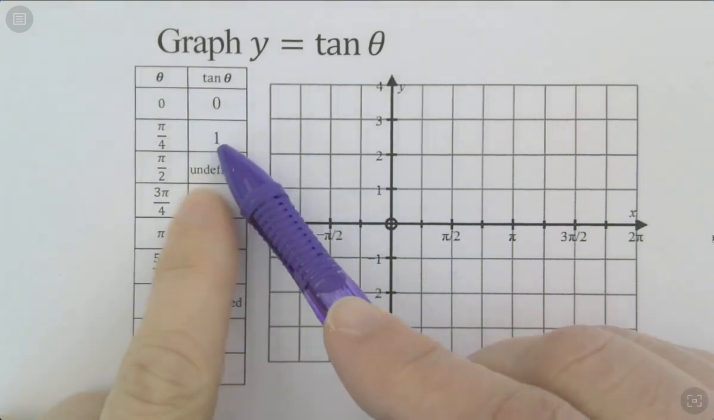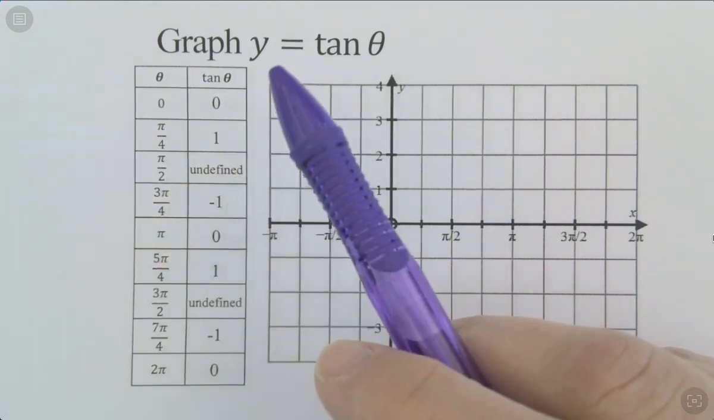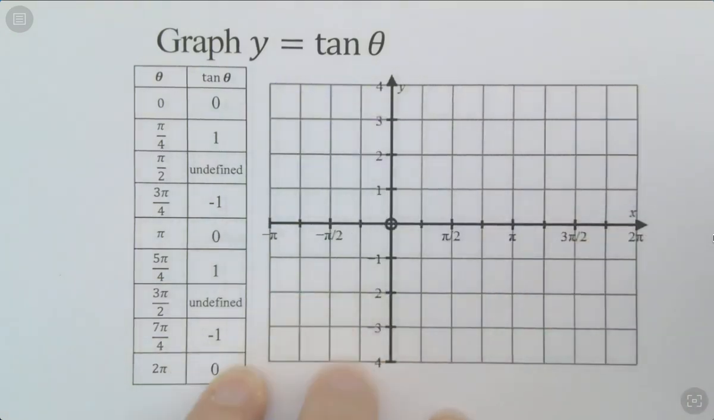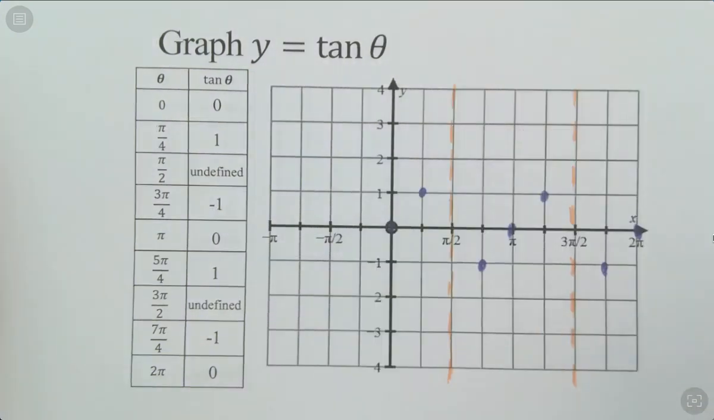At pi over 4, the tangent is 1, and at pi over 2, the tangent is undefined, because you'd be up at 90 degrees, and 1 divided by 0, remember, is undefined. So let's plot these points. We have a point at the origin, 0, 0. All right, I've got my points plotted.